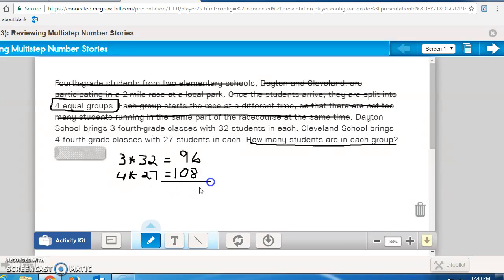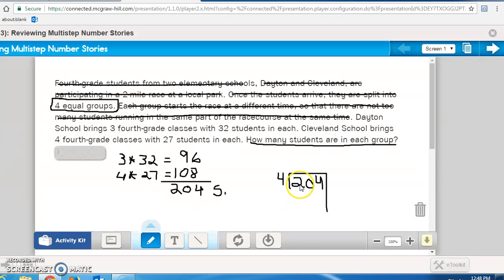Now when I add those two together, I realize that I am going to have 204, and I'm going to put S for students. But now it says how many students are in each group if I need 4 equal groups. Well, I'm going to have to take 204, and I'm going to divide it by 4.